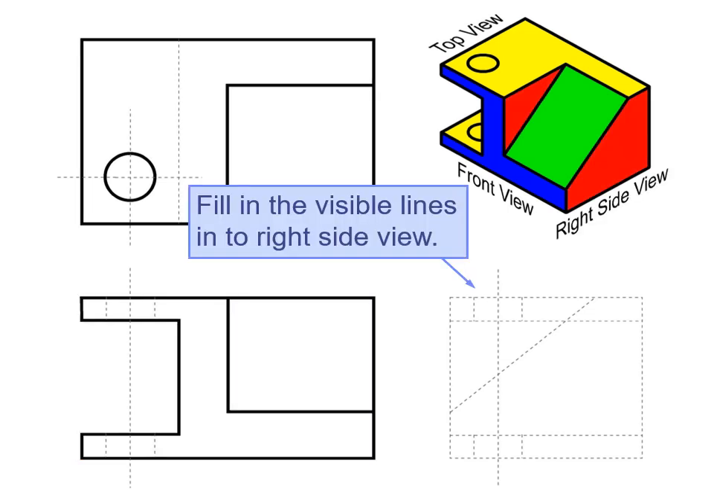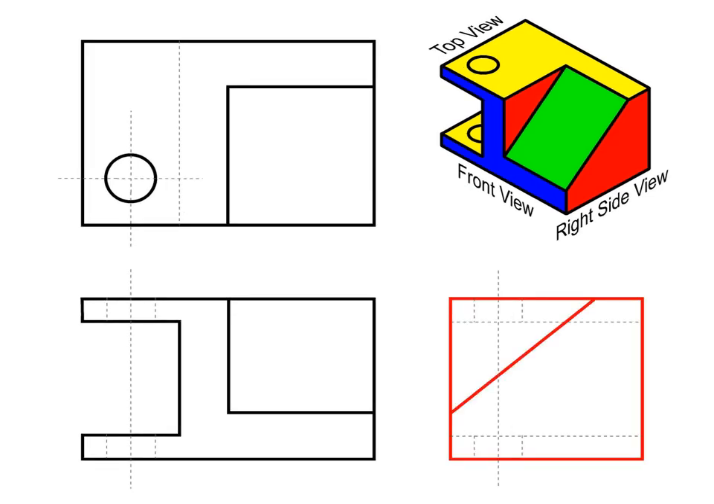Moving on, we're going to fill in the visible lines in the right side view. If you're looking at this right side view, you're going to see this angled surface, and then you're going to see this back wall back here. Now there's other stuff that has to be represented, but these are all the visible lines.